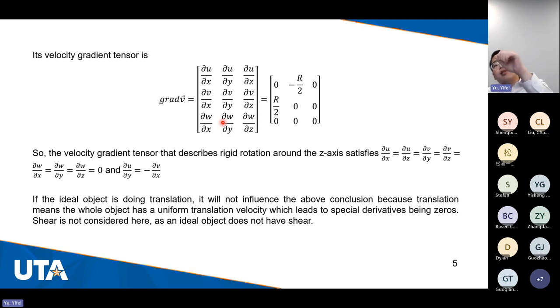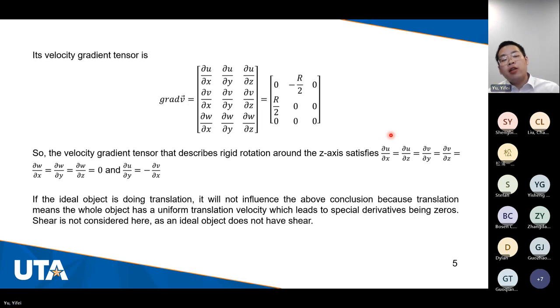If we look at this velocity gradient tensor of rigid rotation, you will find the typical features of the velocity gradient tensor that describe rigid rotation. If it rotates along the axis, then the values of the entries on these two positions should be opposite to each other, right? And the value represents the angular speed. That's the feature, and all other entries should be zero. That's a key feature for the velocity gradient tensor that describes rigid rotation.